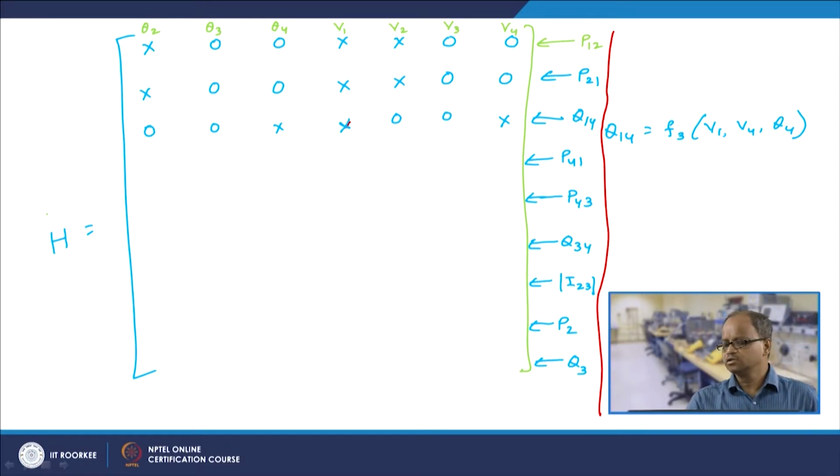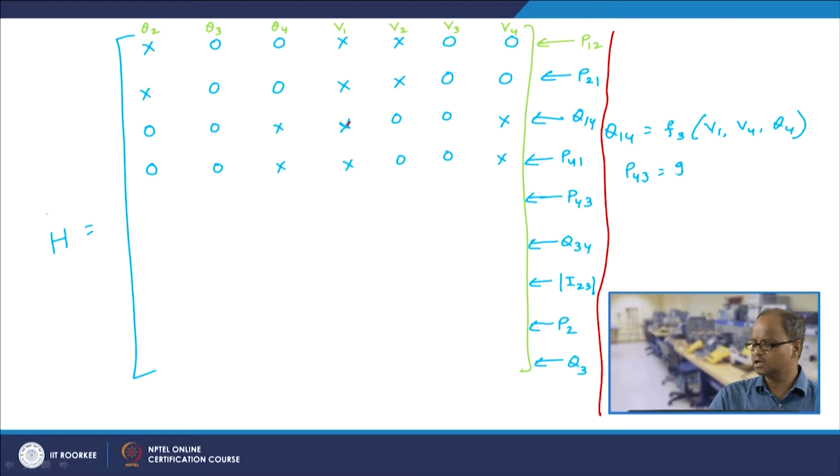P41 also would be a function of V1, V4, theta 4. So, it would be also V1, V4 and theta 4. So, this is 0, 0, 0. P43 would be a function of, let us say, some function g, it would be theta 3, theta 4, V3, V4, that we have already seen. So, P43 would be theta 3, theta 4, V3, V4, V3, V4 all as 0.